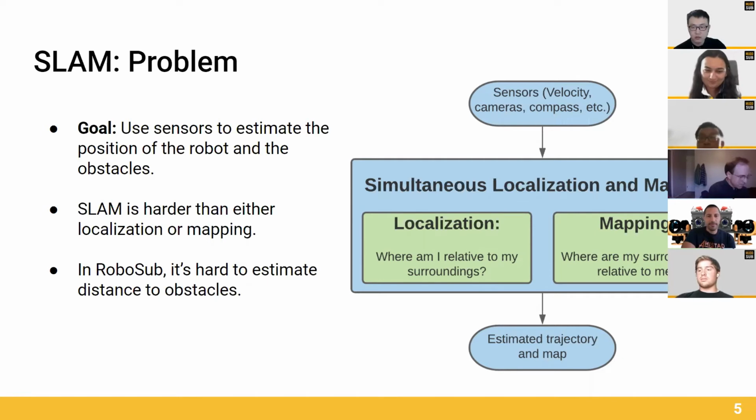This dependency makes SLAM very difficult. In MuddSub, it is hard to even get accurate distance data, adding on to the challenge. Of course, more challenge means more fun.